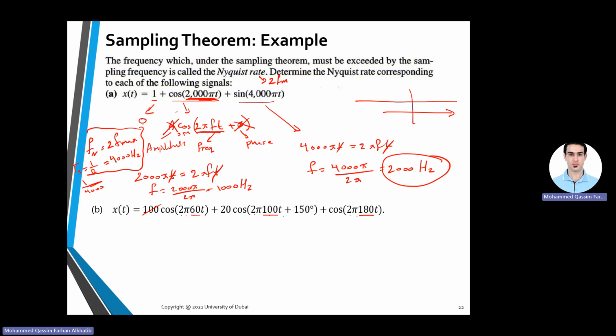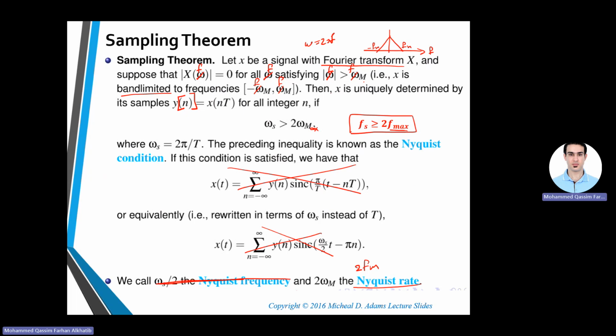All right, so what will be the maximum frequency here? The first one is 60. Second one is 100. Third one is 180. So the maximum frequency, F max, 180 hertz. So the Nyquist rate should be equal to or larger than twice F max. And that will be 360 hertz. Okay.